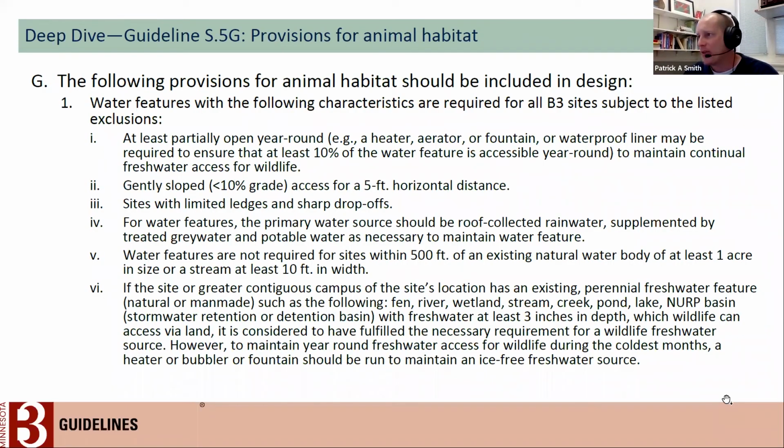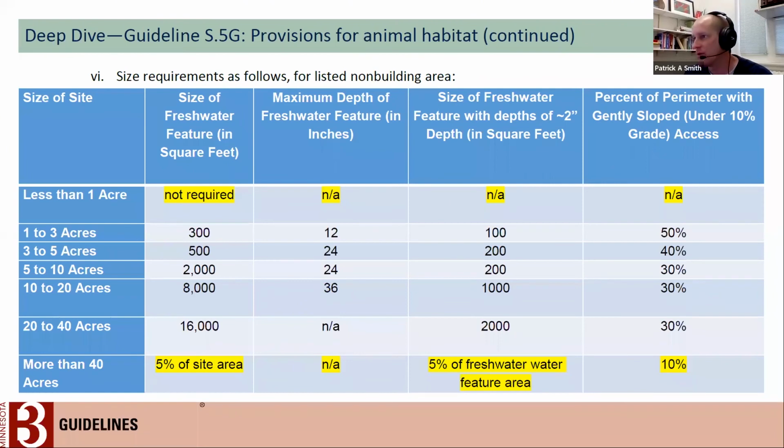For animal habitat provisions, and this we understand is a non-trivial lift for some projects, we dropped out the water requirement for project sites under an acre. So no need to have a continually year-round available water feature on the site. And then looking at diminishing that for the larger, over 40-acre projects.